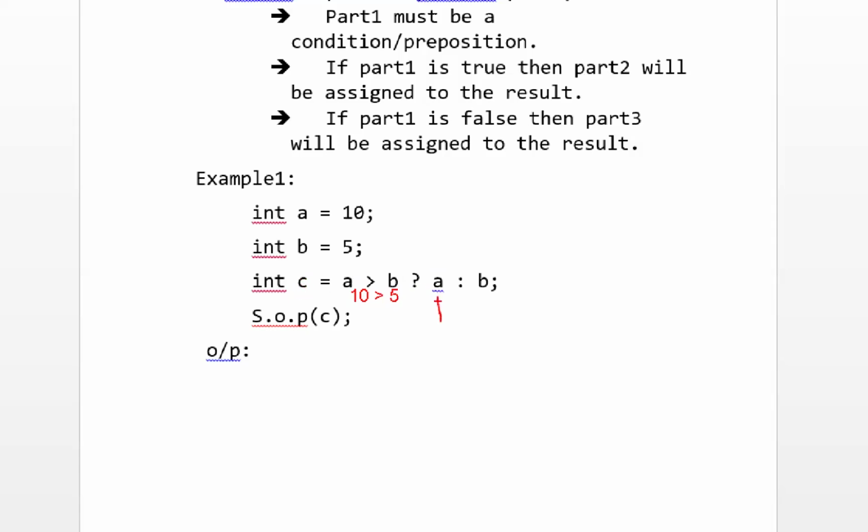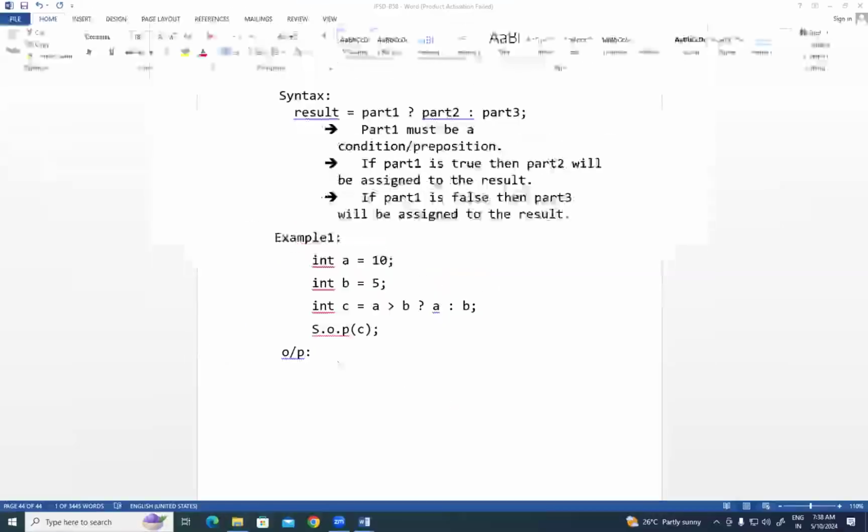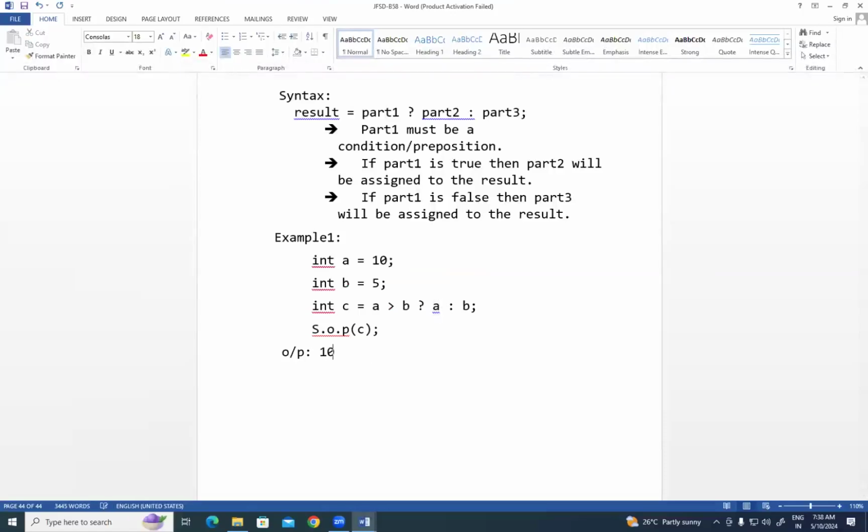Who is part 2 here? A. What's the value of A? 10. This value of A will be assigned to another variable called C, right? Now tell me what's the output here? 10. You are printing the value of C. C is 10, right? Folks, am I clear to all of you? Very good. Let's see the second example. Nice response in chat. Please respond like that in chat.